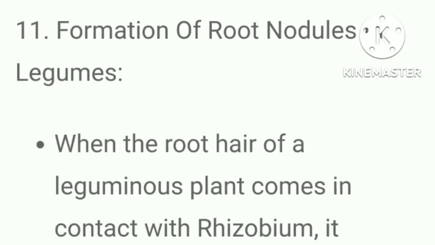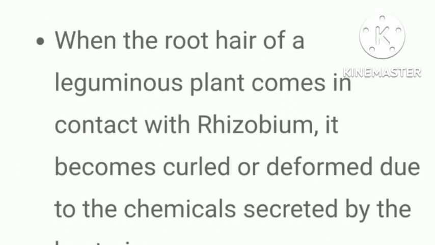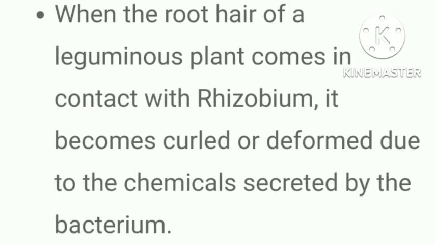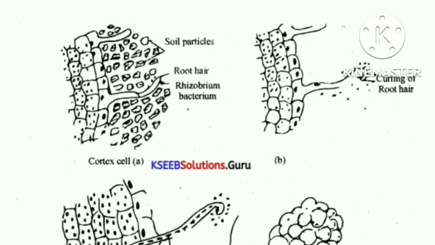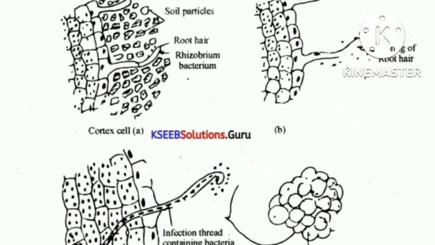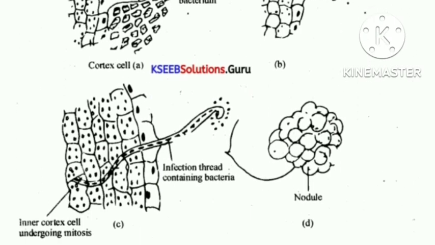When the root hair of the leguminous plants comes in contact with Rhizobium, it becomes curled or deformed due to a chemical secreted by the bacterium. The rhizobia enter these deformed root hairs and proliferate within the root hairs. Root nodule formation in the leguminous plants.